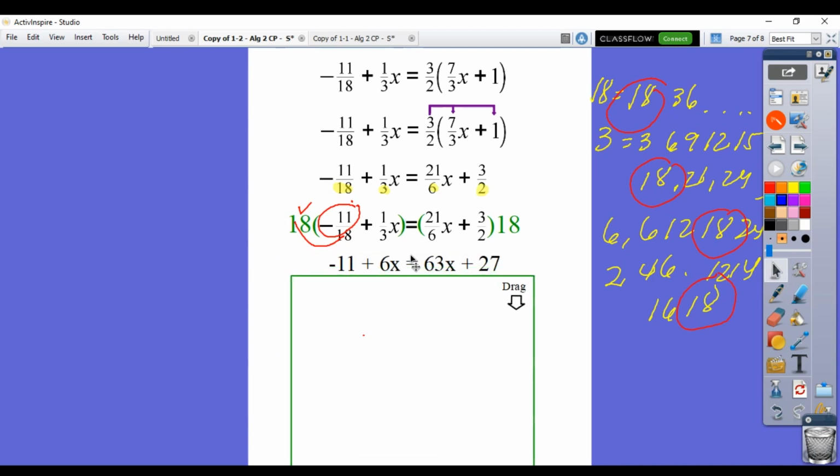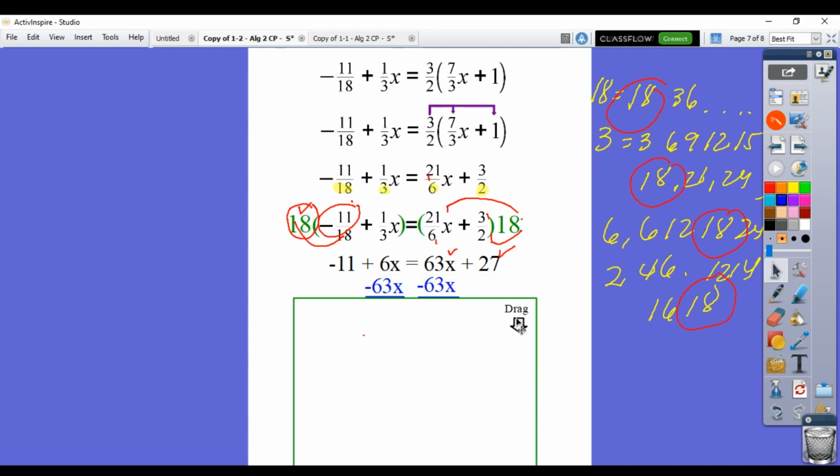And then to get the 6x here, I am going to multiply 18 by 1/3, or 18 divided by 3 is 6, times 1 is 6x. Same thing here, 18 divided by 6 is 3. 3 times 21 is going to be 63x. And 18 divided by 2 is 9. 9 times 3 is 27. There you go. And from here, you can just solve the equation by combining the like terms.